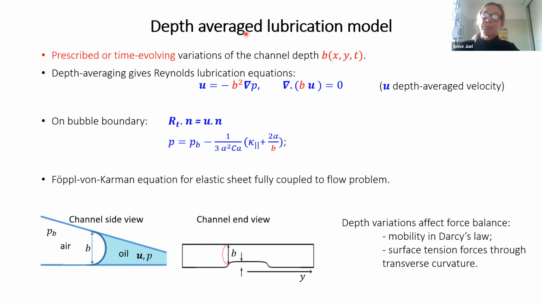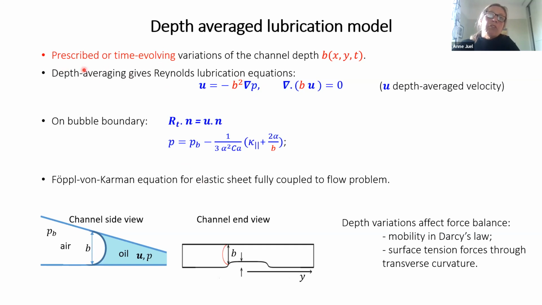So basically, we can use a depth averaged lubrication model, and here the idea is essentially that we've taken a Hele-Shaw cell and we're imposing a prescribed geometric or time evolving variation of the channel depth, which is this b. Prescribed could be, for instance, when we have a rail in the channel, and time evolving is when we have an elastic lid, and then as we reopen the channel, the height of the channel changes as the channel inflates.